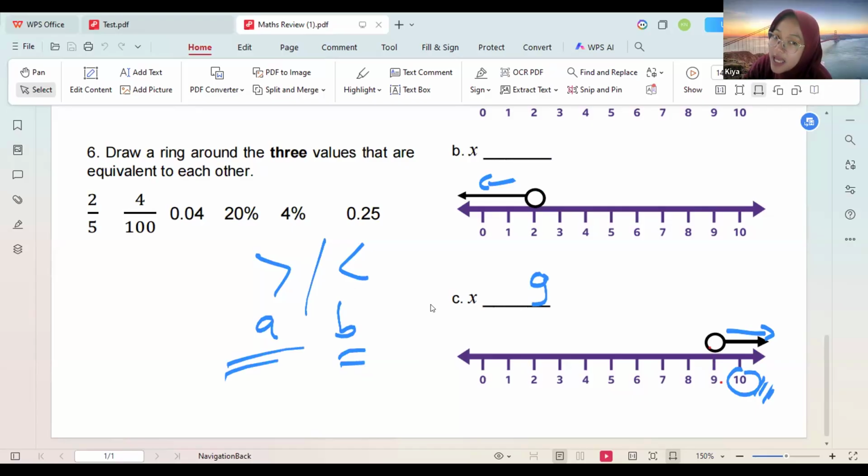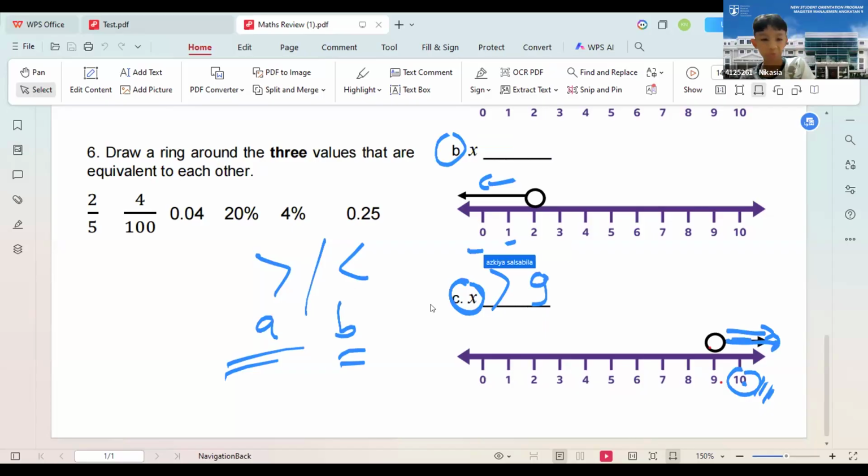A, okay. Because X here means all the numbers on the right. Is that 10 or 11 or 12, etc.? So if this is 10, the number is just 10. And what is the X for the B? 1 and 0. Okay, so 1 and 0.